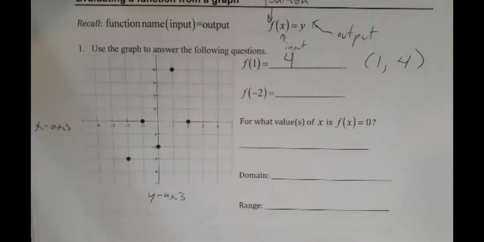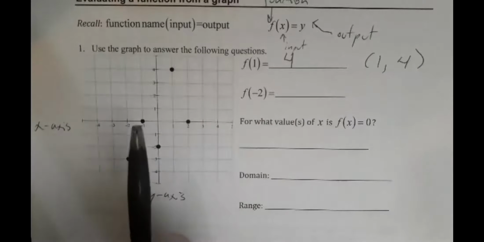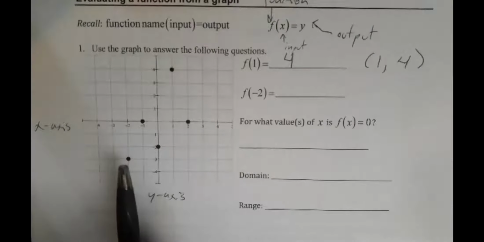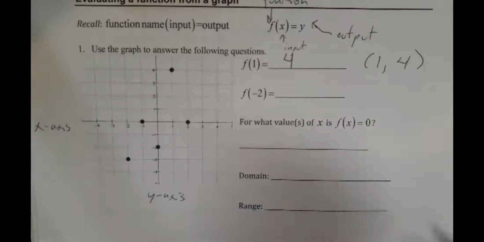So they want f of negative 2. Go to where x is negative 2 and give me the correlating y value, is what this is asking. So we're going to where the x is minus 2. We're looking right here. We're looking up and down until we see this point. And hopefully what we see is the y value here is a minus 3.